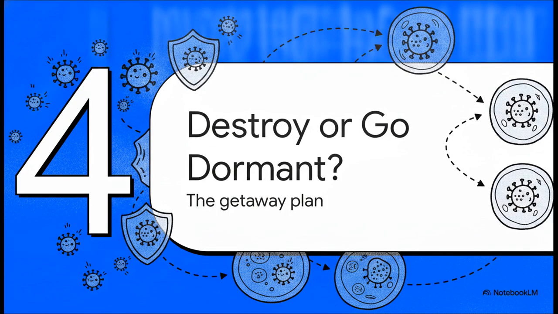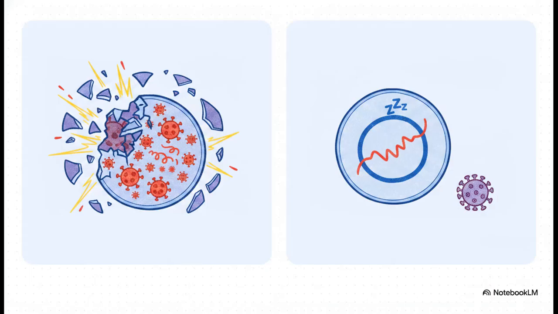Section 4. Destroy or go dormant. The getaway plan. So the getaway generally takes one of two forms. First is the lytic cycle, a violent smash and grab. The virus rapidly replicates, fills the cell with new virions, and then totally ruptures or lyses the cell, destroying it immediately so the new viruses can spread.